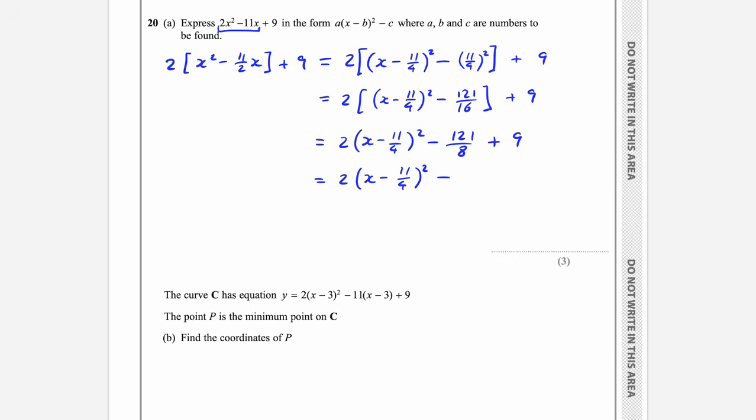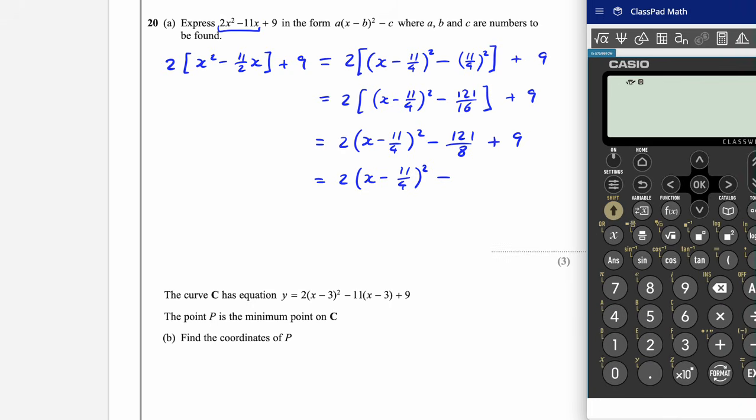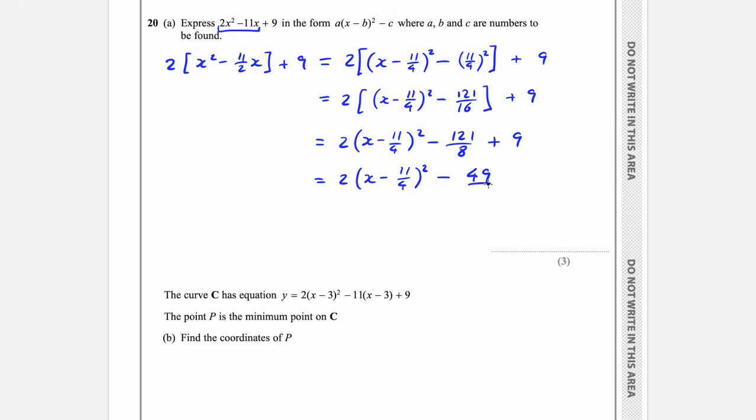Let's just do that, guys. Okay, I'll just do minus 121 over 8 plus 9. This gives me minus 49 over 8. This is minus 49 over 8. Okay, and that's the answer.